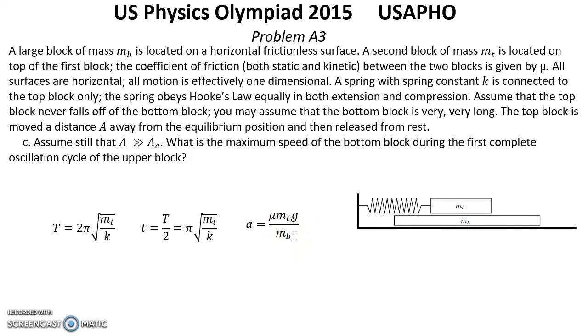And now to find the total maximum speed at the end of this process, that will be acceleration multiplied by time, which is this expression. That's the answer for question C.